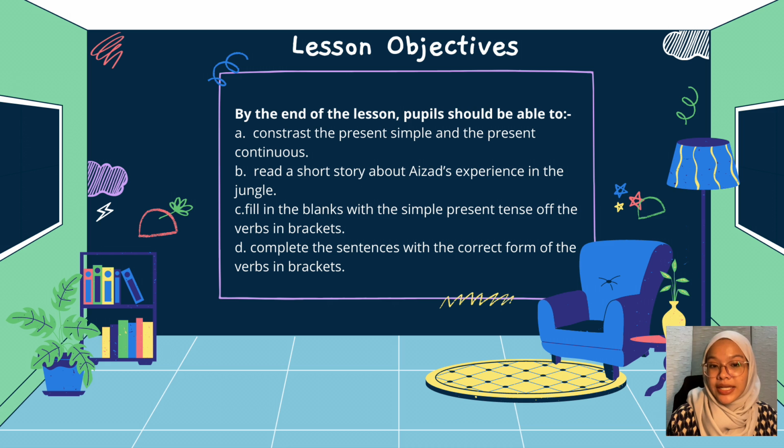The third one is students should be able to fill in the blanks with the simple present tense of the verbs in brackets. The fourth one, students should be able to complete the sentences with the correct form of the verbs in brackets. Okay, after we have learned the lesson, you will have to answer some questions relating to the present simple and present continuous tense.